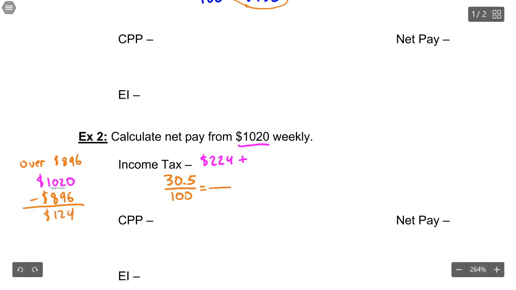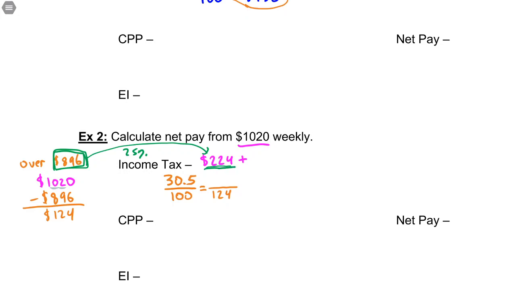So you only pay the 30.5% on the $124. And that's because that first $896, you already pay tax on here. So this is your 25% of the 896. The 25% of 896 is already done. That's the 224. We just need to figure out the 30.5% on the rest.